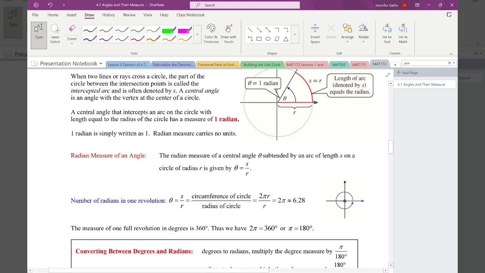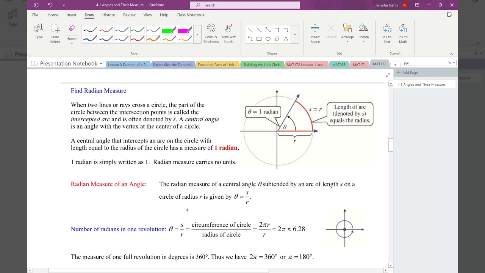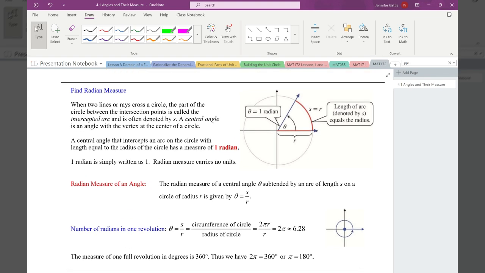Welcome back to Lesson 1, Section 4.1 on angles and their measure. So let's start out here with radian measure.